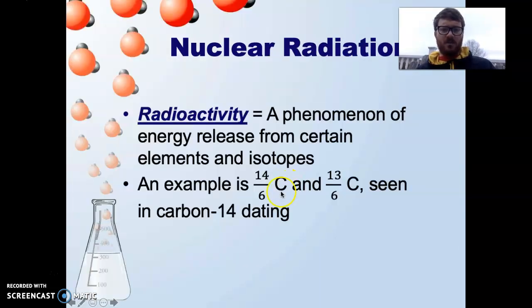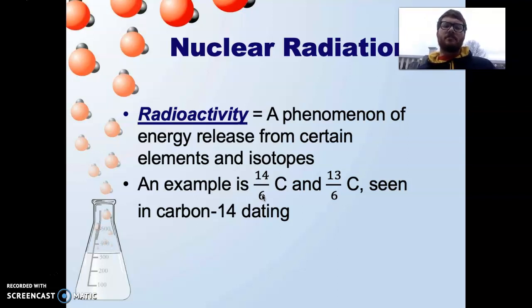So if we're dealing with carbon, carbon has 6 protons, and if it has 14 as its nucleon number, that means it has 8 neutrons. You subtract 14 minus 6. This is the total protons and neutrons, and then this is just the protons. So protons and neutrons minus protons makes the number of neutrons, which would be 8. The 13 over 6 carbon has 7 neutrons and 6 protons, making a grand total nucleon number of 13.